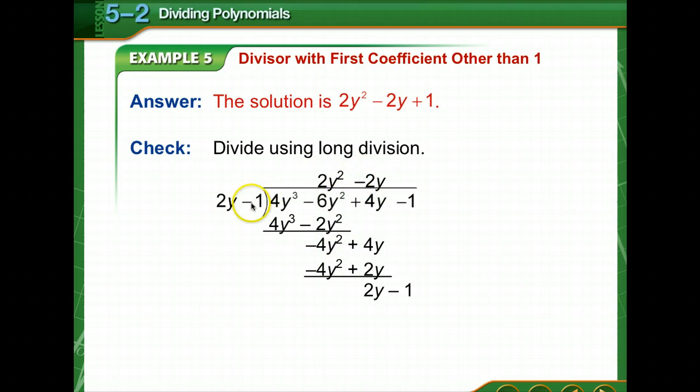Negative 2y times a negative 1 is a positive 2y. We're going to subtract, so it means we're going to change our signs. 4 minus 2 is 2y. Bring down our 1. 2y goes into 2y one time. 1 times 2y is 2y. 1 times negative 1 is negative 1, with a 0 as a remainder. So our answer checks.